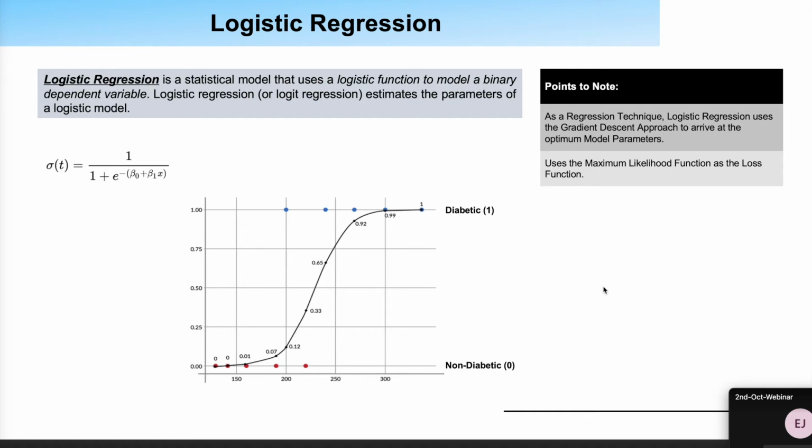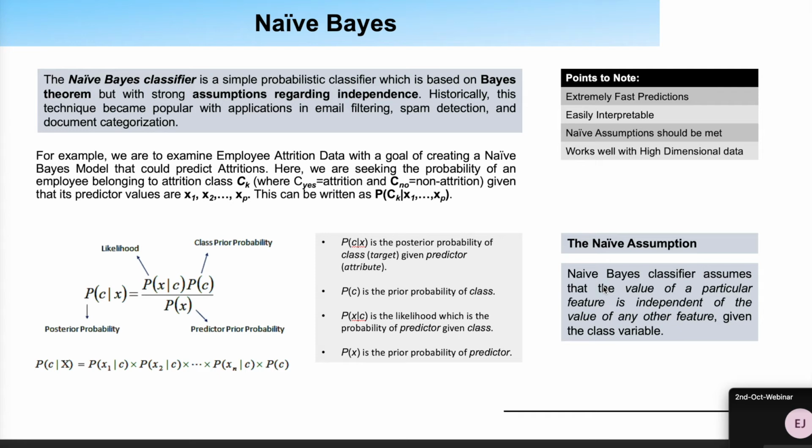So it is going to give you, let's say, the maximum accuracy from the model, right? And naive Bayes is a classifier that used to have a lot of popular uses.